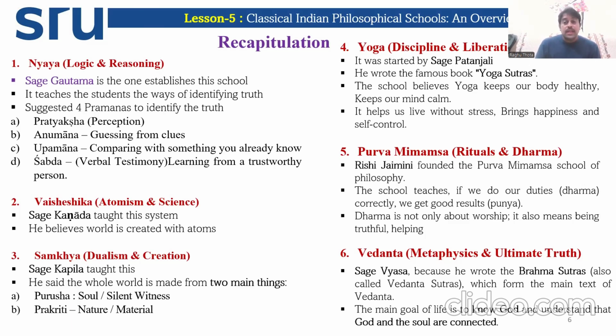Anumana is another way of identifying the truth. That is nothing but guessing from the clue, having some kind of suspicion on somebody based on the clue. For example, there was smoke on the hill. The smoke is a clue to come to the conclusion or the truth that there is a fire. Without the fire, how can you get the smoke? So smoke acts like a clue.